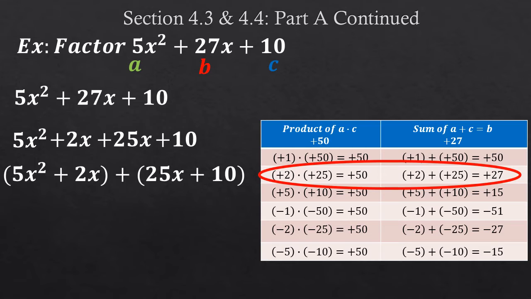Now, think back. What method did we use when we had an expression that had 4 terms in it? And how did we factor it? Well, we have to use what's called factor by grouping. So here's a helpful note for you here. The ABC method, if done in this way, will always turn into factor by grouping.